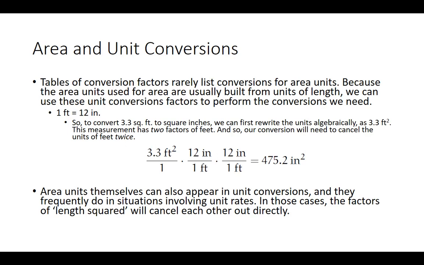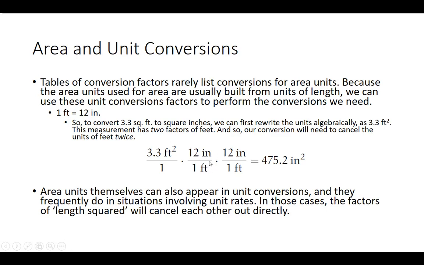To convert 3.3 square feet to square inches, we can first rewrite the units algebraically as 3.3 feet squared, as shown here. This measurement has 2 factors of feet. Feet squared is feet times feet. So the conversion will need to cancel the unit of feet twice. We would use 12 inches over 1 foot and then 12 inches over 1 foot a second time. Having feet on the bottom twice cancels out feet squared.